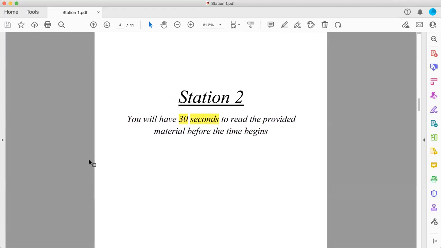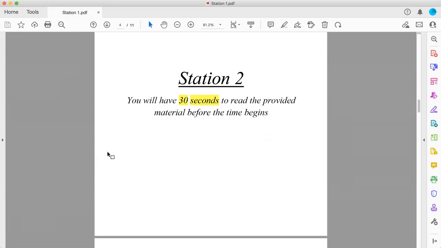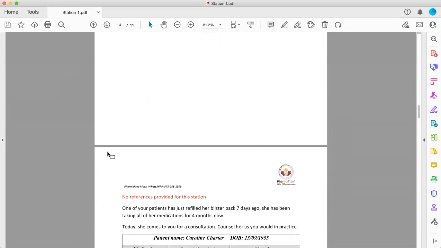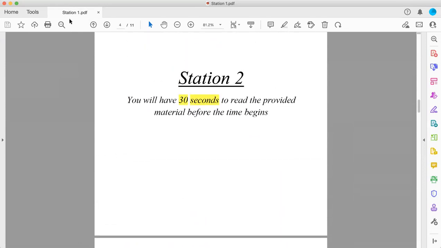Okay, second. I'm going to share the reference now. Here, I think there's no reference here, guys. Yeah, no reference provided for this station. Okay, I will take the one with no reference.